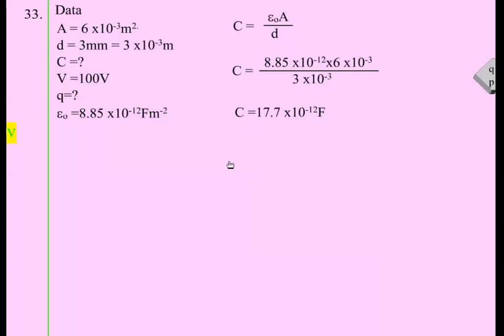So for this, the definition for capacity: C is equal to Q by V. V is cross multiplied, so Q is equal to C, whose value is 17.7 into 10 to the power of minus 12, into 100. When it is multiplied, it gives Q is equal to... So this is the value for Q.